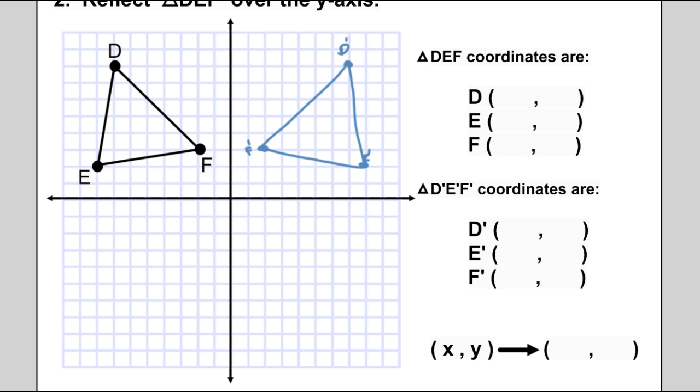All right. This is what your figure should have looked like. Nasia, what's the rule? XY becomes? You got it. When we flip over the X, we made the Y negative. When we flip over the Y, we make the X negative. So what would XY become? Negative X, Y. So when you flip over the Y-axis, you change the X. When you flip over the X-axis, you change the Y. Thank you for listening. Okay, let's move on.